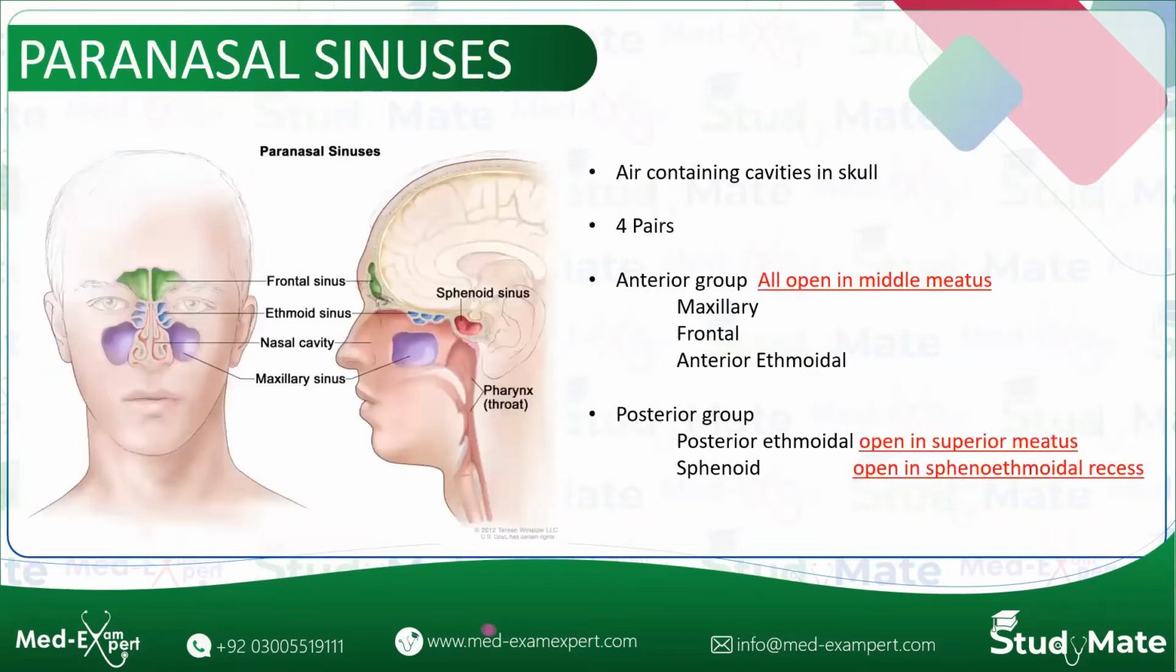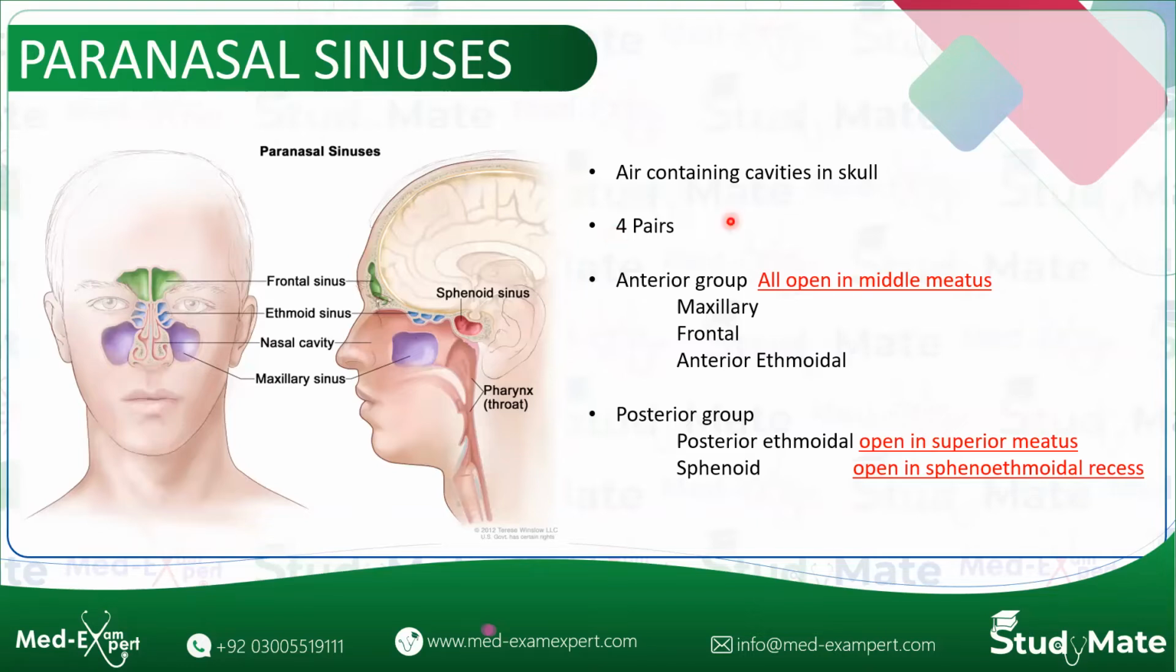Okay, so now we will be starting with the session. So what do you understand by paranasal sinuses? So sinuses means air containing cavity. And for paranasal, you can understand that they are around the nose. So paranasal sinus का मतलब हुआ कि air containing cavities around the nose.